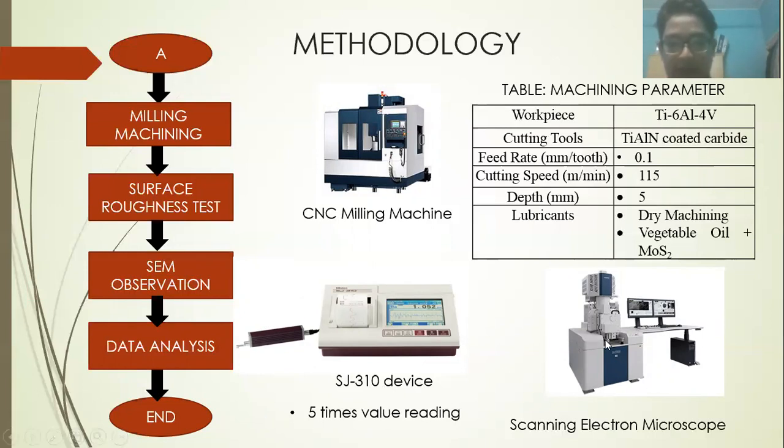And next is SEM, scanning electron microscopy. SEM will be used to scan the surface of the machined materials by using a focused beam of electrons. Then the image will be recorded and compared to analyze micro defects on it.